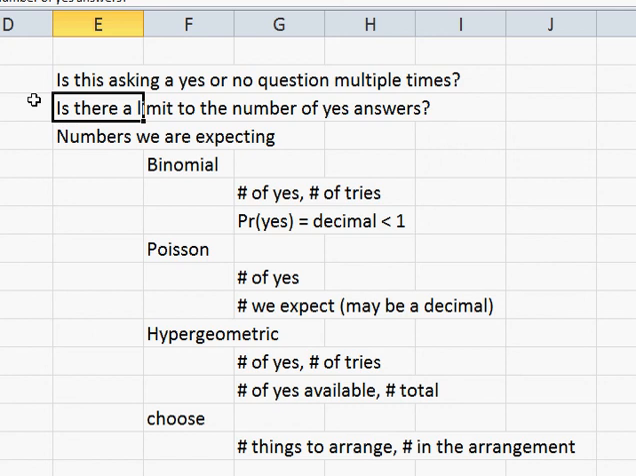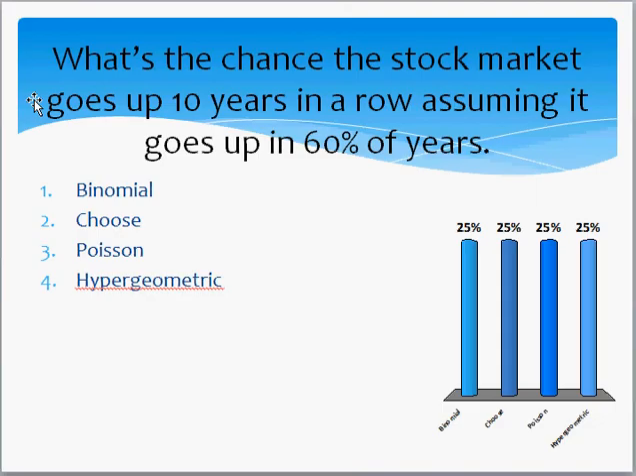So if it's hypergeometric, we'd have 4 numbers, no decimals. Binomial, we'd have 2 numbers, 1 decimal. So we have the chance the stock market goes up 10 years in a row, assuming it goes up in 60% of years. We have 10, the years we're trying, 10, the number of yeses we want, and 60% the probability. So this is a binomial model.